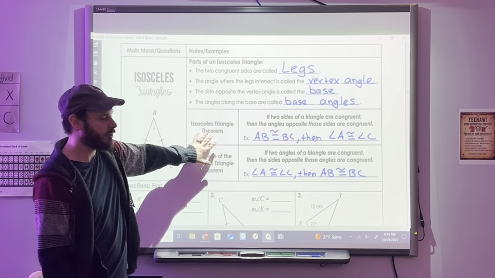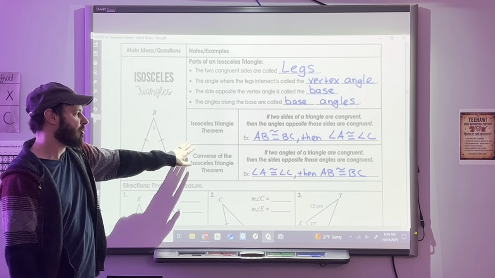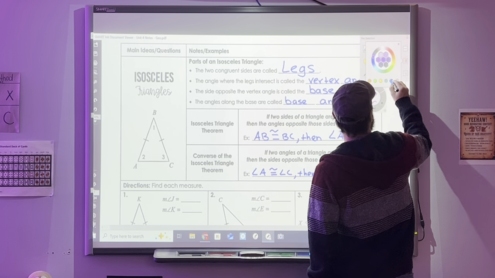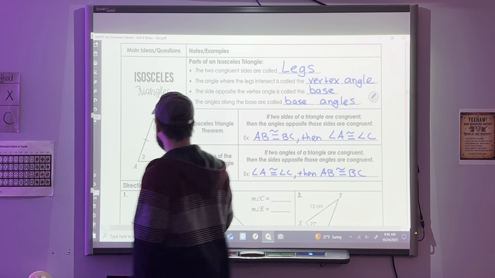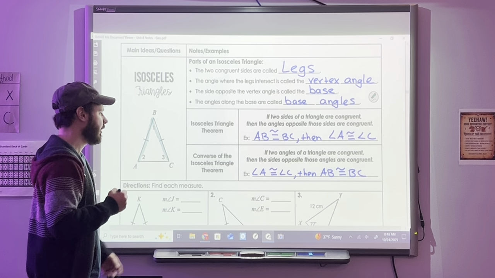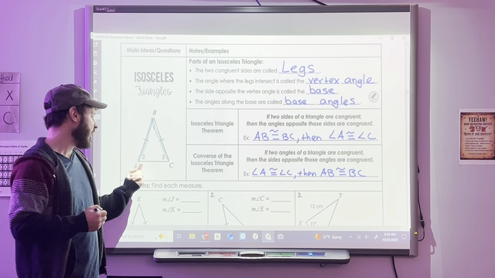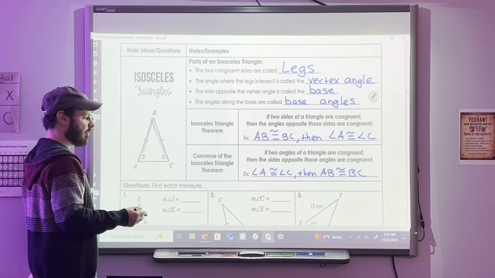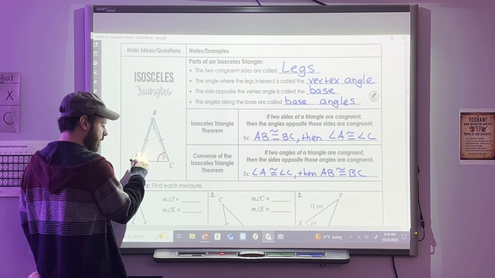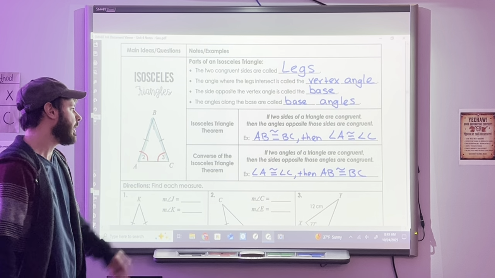Okay, and I explained this kind of, but here's the formal view of it. The isosceles triangle theorem. What this is saying is if we have two sides that are congruent to each other, it's these two. If AB is the same as BC, then the base angles A and C are congruent to each other. That angle is the same as that one. And this is a familiar picture that we will draw a lot in this lesson.